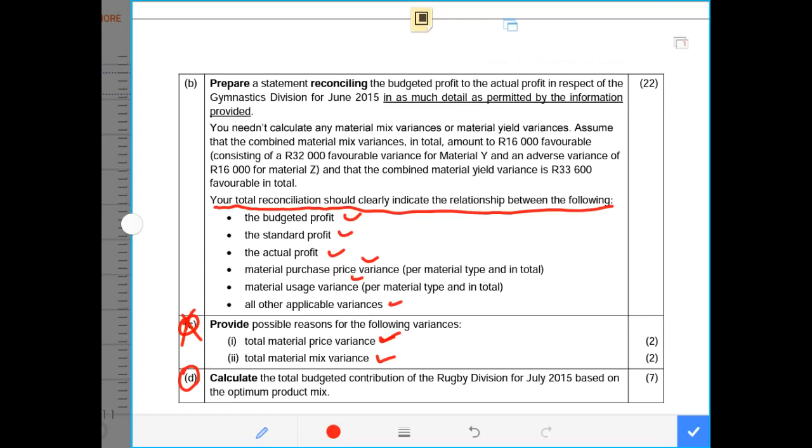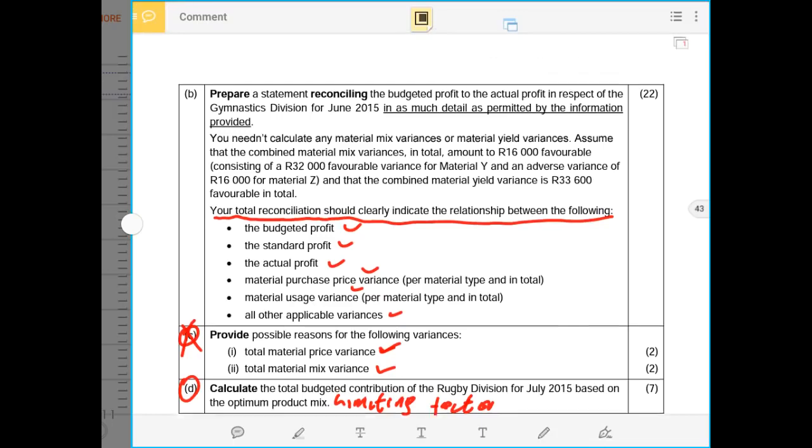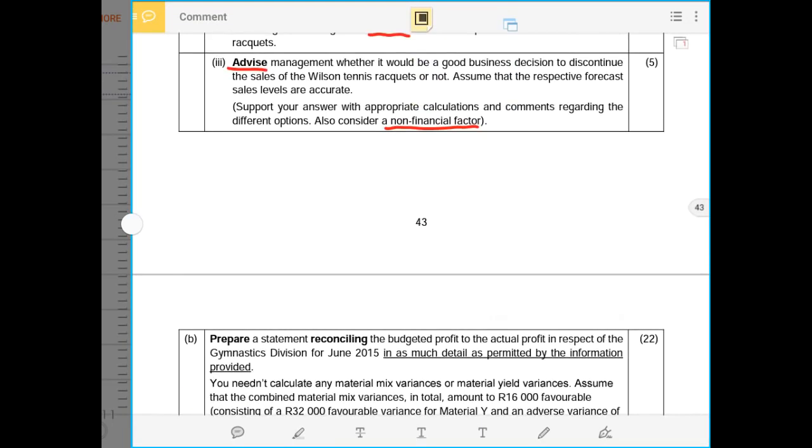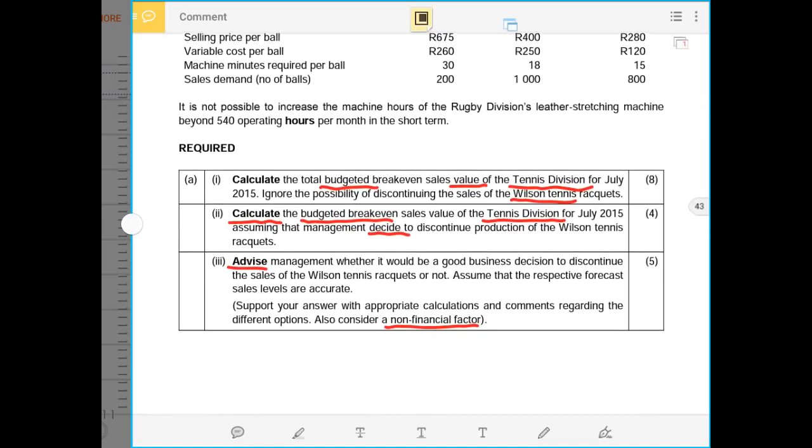It says calculate the total budgeted contribution of the rapid division for July based on the optimum product mix. So definitely there is a limiting factor here. So now we'll be calculating the number of units that must be manufactured for each product, considering the limiting factor, which I don't know what that limiting factor will be. So now at least we have a refresh of how the question looks.